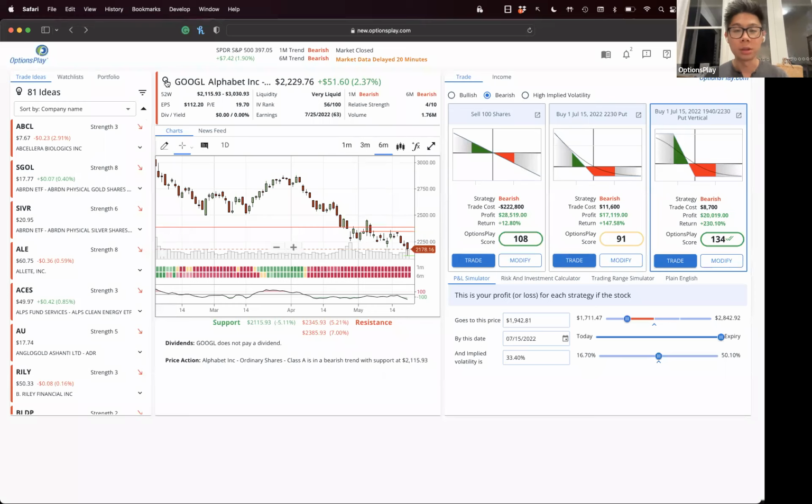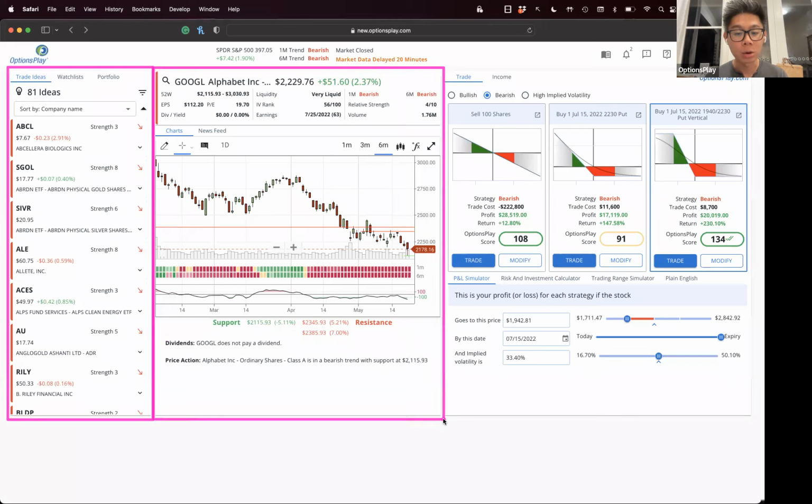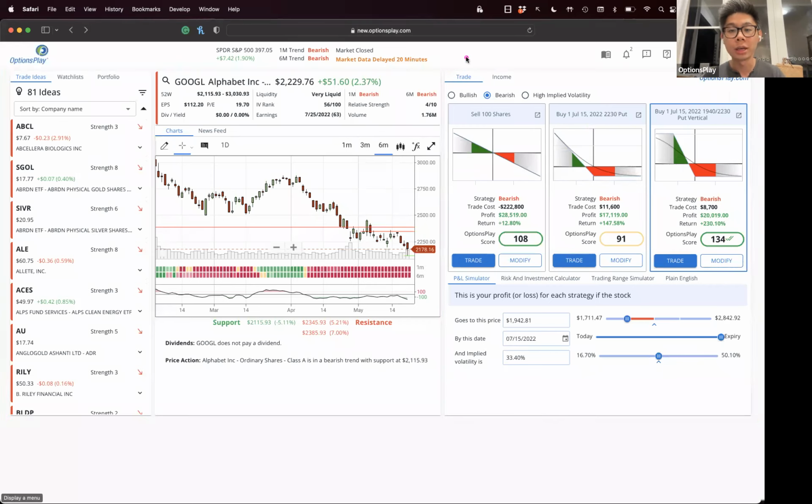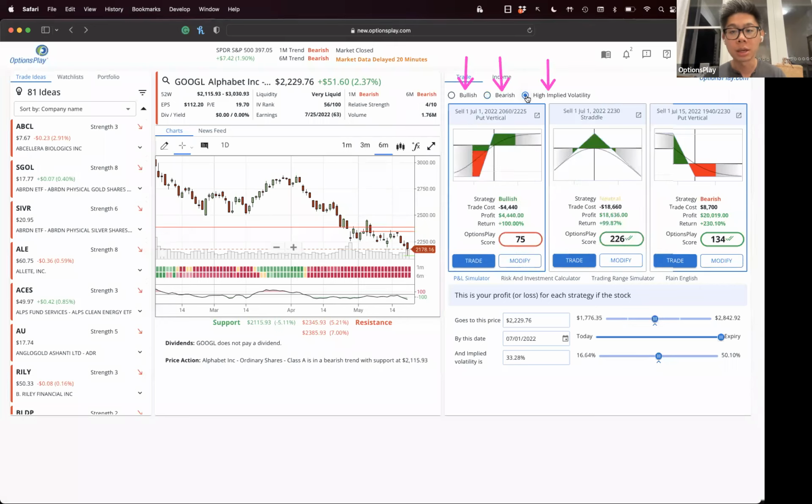Now, when you click, the platform overall, if you've used this before, remains roughly the same. Trade ideas, watch list, and portfolio on the left-hand side. We have our security analysis panel here in the middle, and we have trading and income here on the right-hand side. And under trading and income, there are now 3 options. Before, there was bullish and bearish, and now there is high implied volatility. When you click on high implied volatility, it will default to a bullish credit spread, a straddle, which is a neutral strategy, and a bearish credit spread.